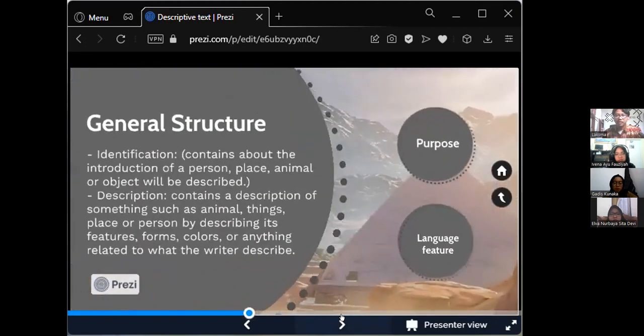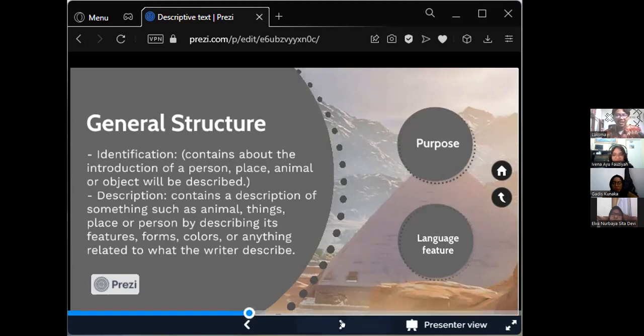And next is general structure, purpose or social function, and language features. First, general structure. Anyone who wants to read this? Okay, good, Alpha, thanks for reading this. So the second is general or generic structure. In my honest opinion, this is the easiest structure in all texts I've ever seen. It's just two, the identification and description. In the identification, we just define the object, and in the description, we describe the object. It's simple, isn't it?